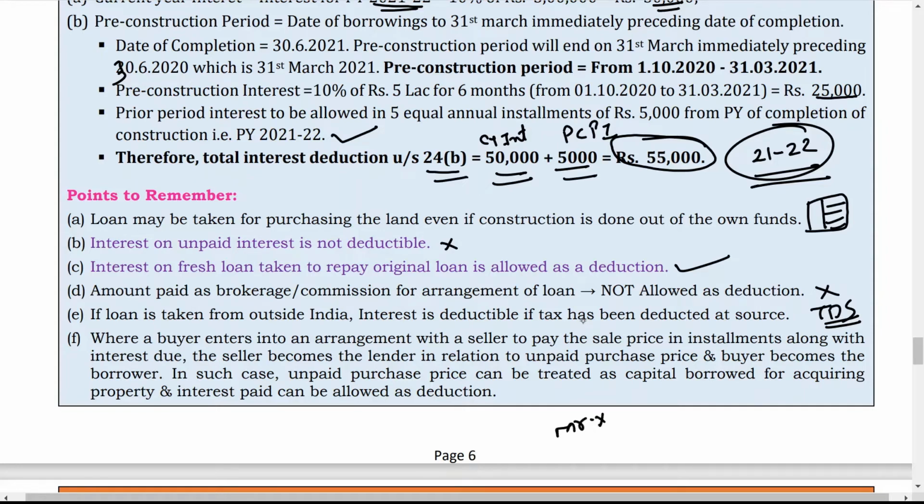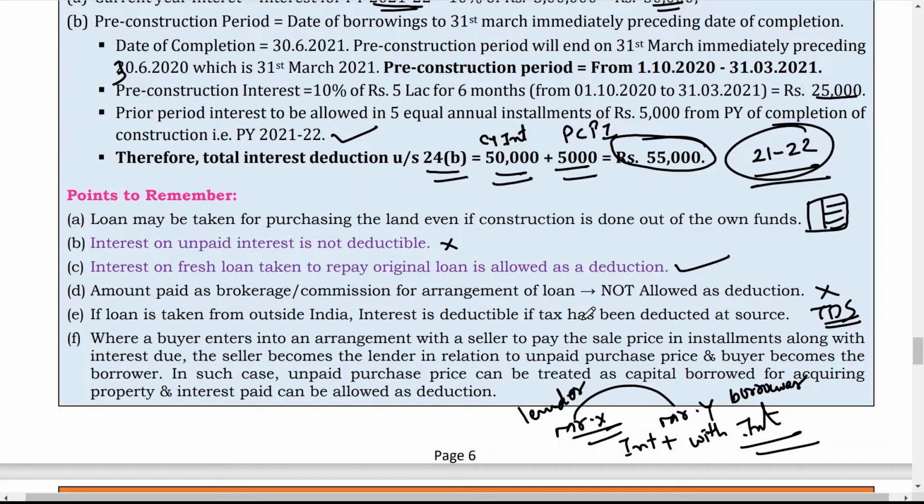Now in that case, is the interest deductible? Like Mr. X is selling his house to Mr. Y. Now Mr. Y is paying the amount in installments with interest. Now this interest is allowed as a deduction. Yes, obviously this interest is allowed as a deduction to Mr. Y, because in this case Mr. Y is the borrower and Mr. X is the lender. So that is why interest is available as a deduction. This is the extra point that you have to keep in mind while you are calculating interest on pre-construction period and normal interest.